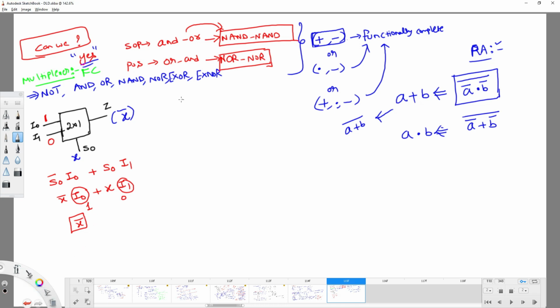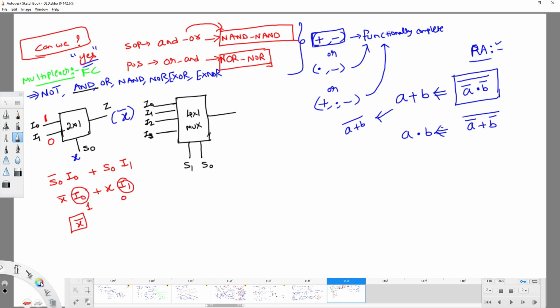if we want an AND gate, how do we prove that we can achieve it with the help of a multiplexer? An AND gate requires how many select lines? Two select lines. With two select lines, how many inputs are there? Four inputs. I need a 4 by 1 mux, with inputs I0, I1, I2 and I3.